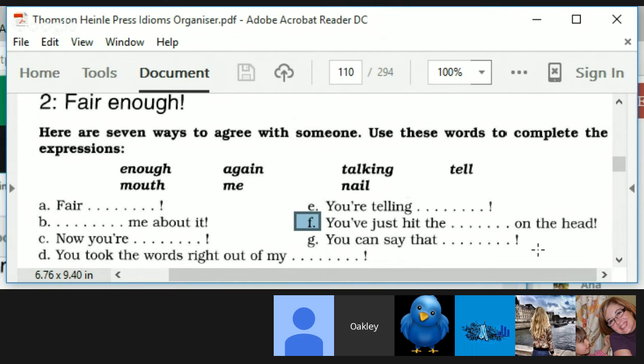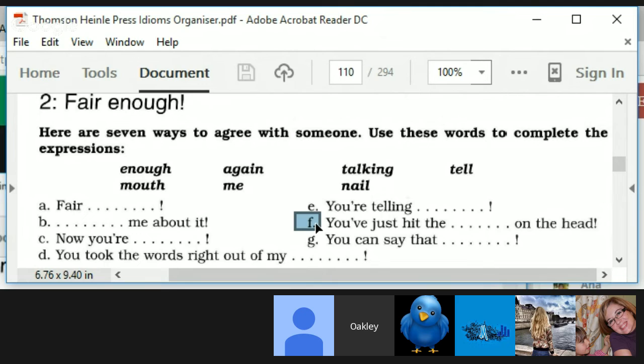You think the person is exactly correct, right? And we can use these other expressions. Bullseye. You hit the nail on the head. You nailed it. A variation of it. Yep, you nailed it.